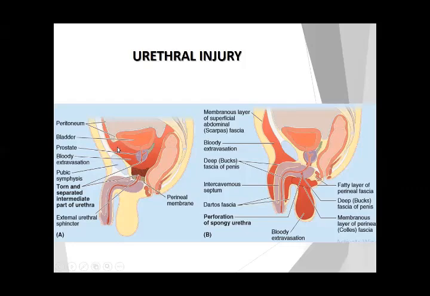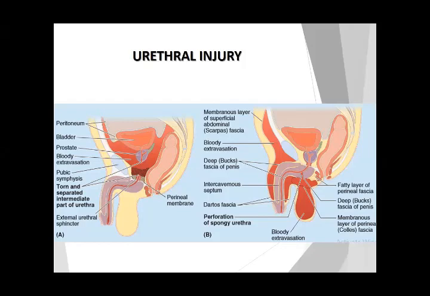Anteriorly, it will be deep to the muscles of the anterior abdominal wall. So here it is deeply placed. Either it will be deep to the fatty layer. So this is the difference of the urethral rupture on the two sides.